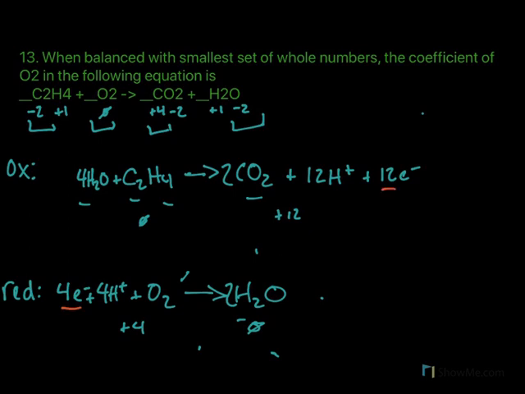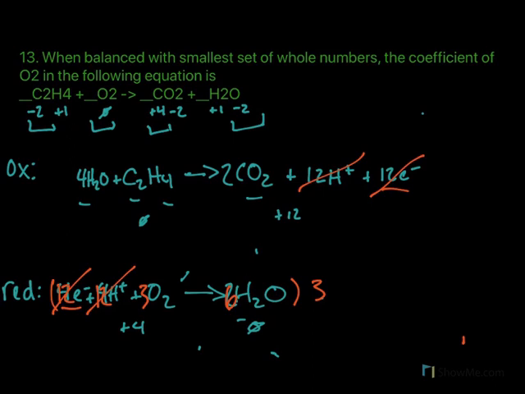Now to even out these electrons, we've got 4 here, 12 here. 12 divided by 4 is 3, so we can multiply by 3. 12 electrons, 12 hydrogens, 3 oxygens, and 6 water. Now we can cancel out anything extra, so we've got 12 electrons on this side, get rid of that.